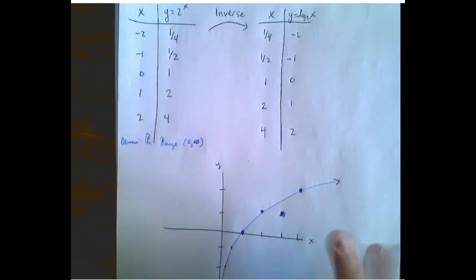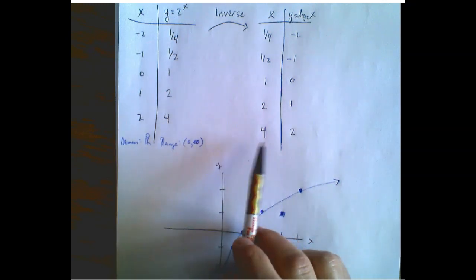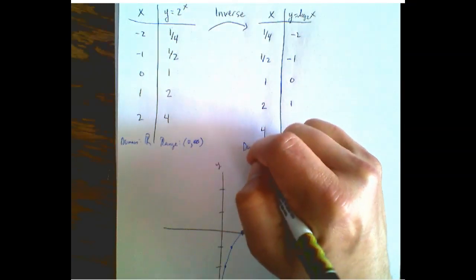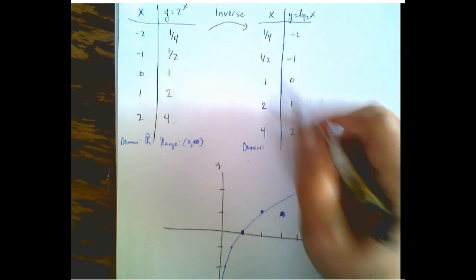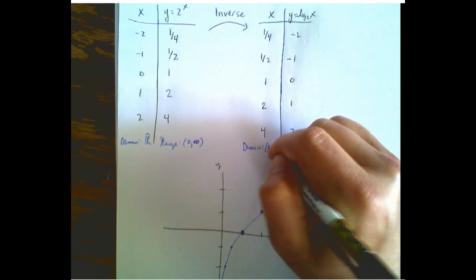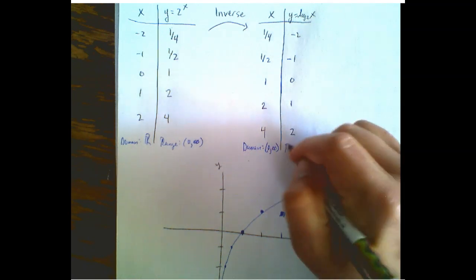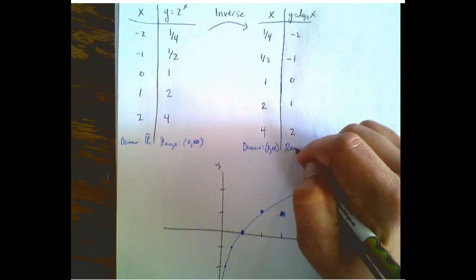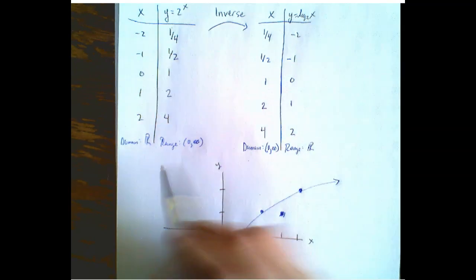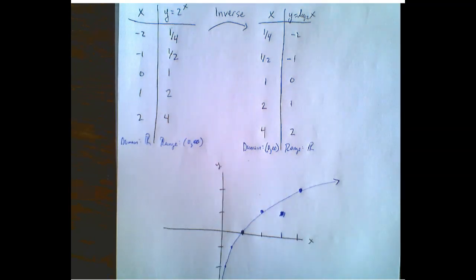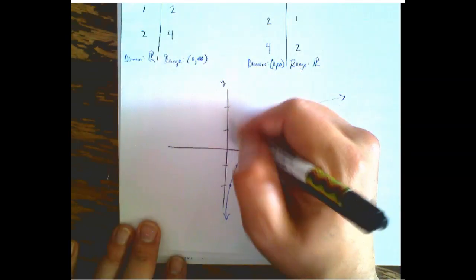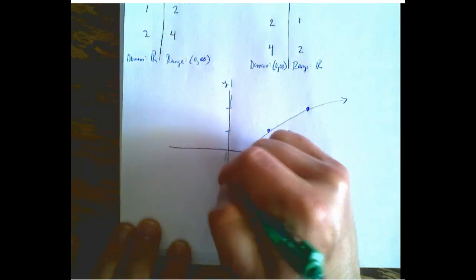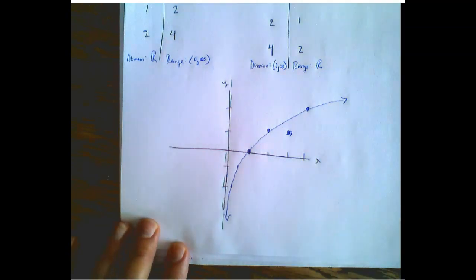So recall when we flip-flop those x's and y's, the domain of our logarithmic function is now the range of the exponential, and the range is all reals. So the domain and range just flip-flop as well. Okay? So you can see we have a vertical asymptote along the y-axis. Okay?